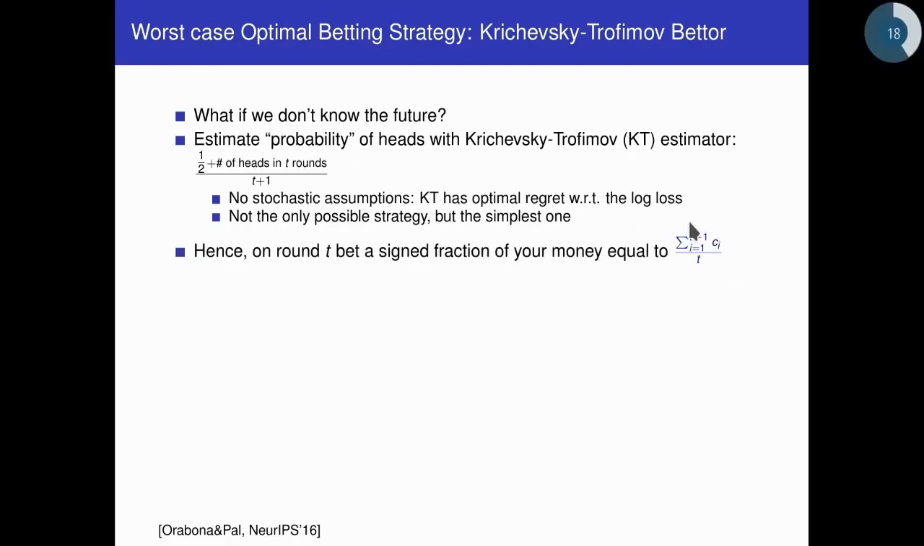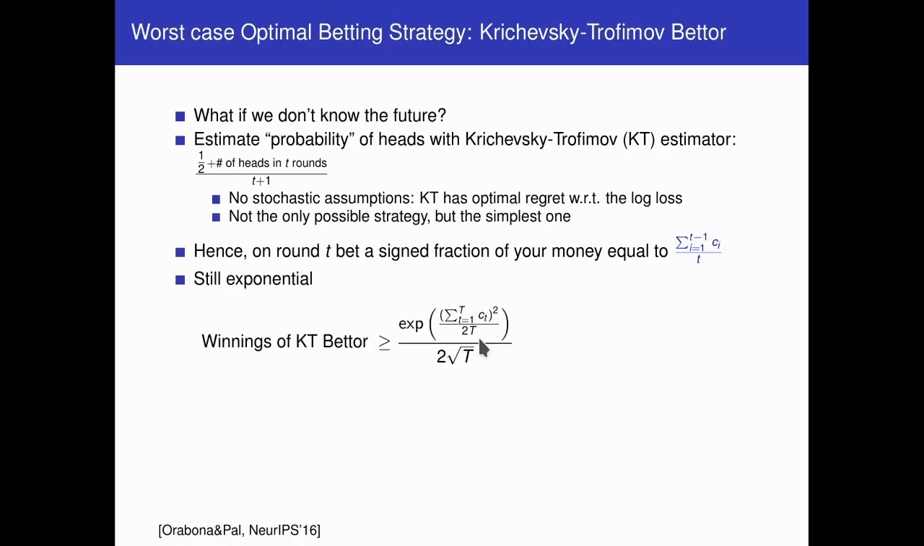So in our case, this becomes that you have to take the sum of the coins in the past and divide it by number of rounds plus 1. Now you see that everything is known in this formula here. And if you do that, now the amount of money that you make will increase exponentially over time, but you will pay this polynomial factor here. And by the way, the exponential factor is exactly the same as in the previous slide. So this means that you are winning as much money as if you knew in advance how many heads and how many tails there are in the entire sequence.